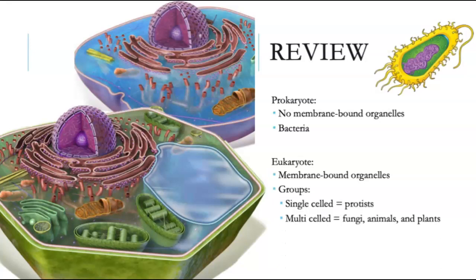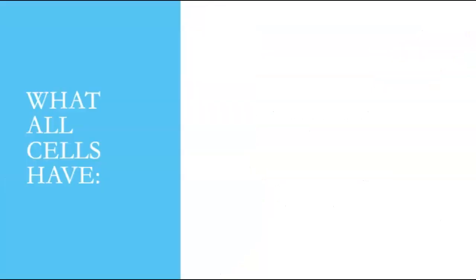And in terms of eukaryotic cells, we can look at two categories. The single-celled eukaryotic organisms are called protists, and they can include things like the diseases that cause African sleeping sickness and malaria, among others. And then multi-celled organisms are going to be those you're probably the most familiar with, which are fungi, animals, and plants.